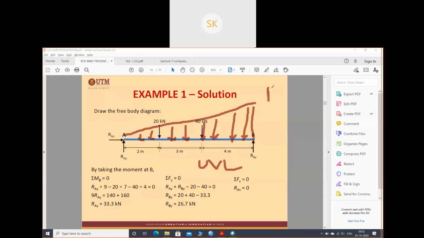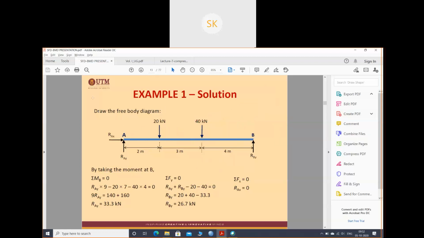So we have discussed point load, uniformly distributed load UDL, and UVL. Point load, UDL, and UVL. Point load means simply this 20 and 40 kilonewton are considered as point load. If I give UDL, the whole beam will experience the same uniform load, and UVL will have varying load.